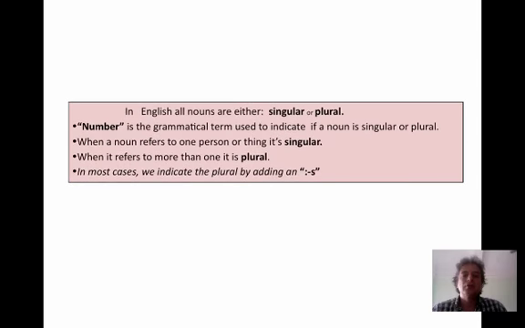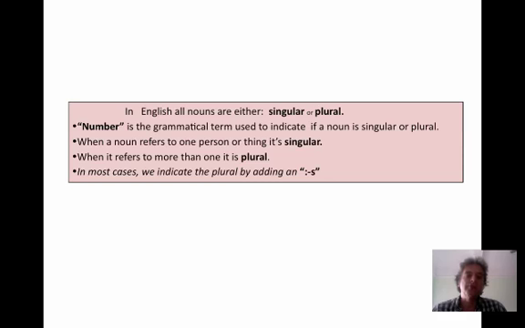In English, all nouns are either singular or plural. That's what we call the number of a noun. Number is the grammatical term used to indicate if a noun is singular or plural. When a noun refers to one person or thing, it's singular. When it refers to more than one, it's plural.